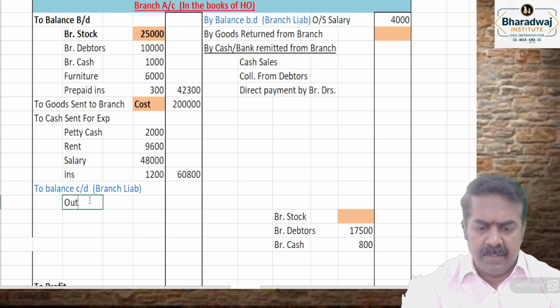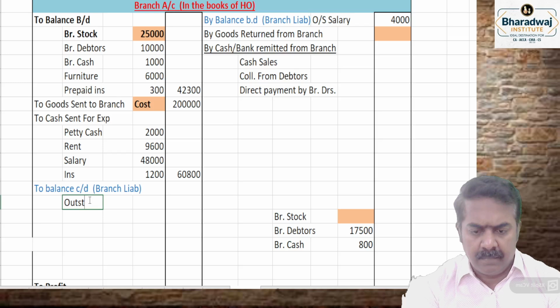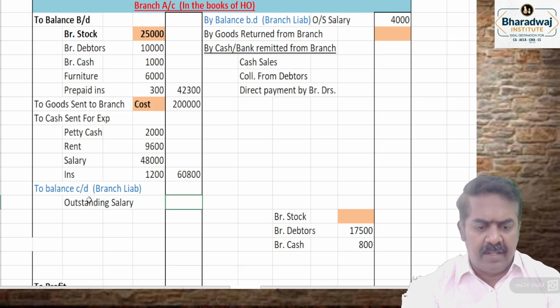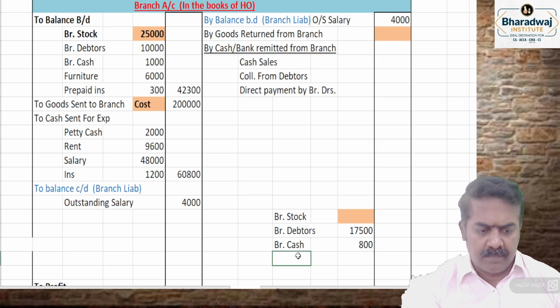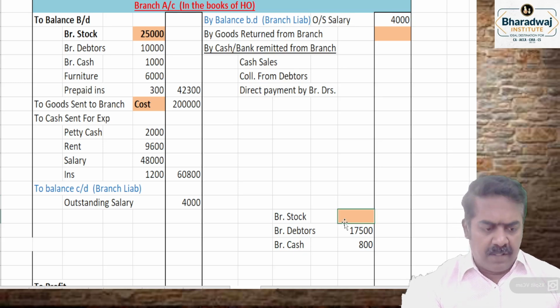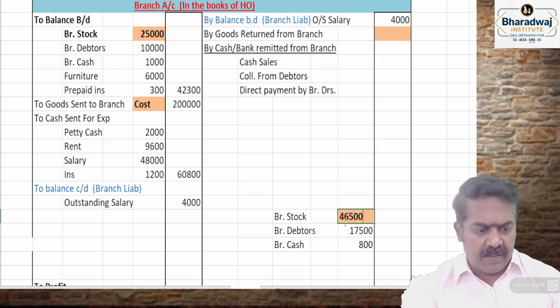Outstanding salary will be there. It will come as closing liability. How much outstanding salary? 4,000. Closing stock we worked out. What is the closing stock? 46,500.